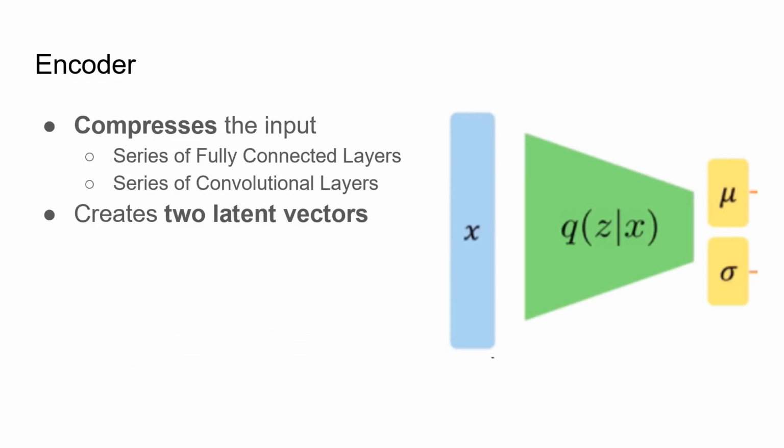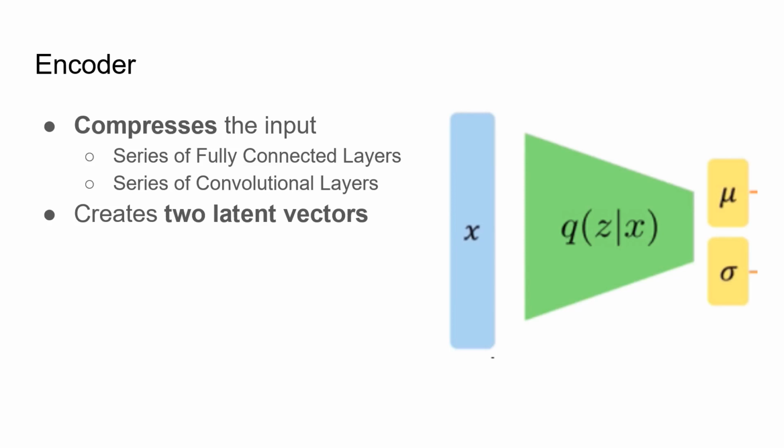Now I'll go through each section of the variational autoencoder, starting with the encoder. Let's say our input is some image x. What the encoder does is it compresses the image into its main features, which are stored in mu and sigma vectors. This can be done through a series of convolutional layers or fully connected dense layers. However, in general, using convolutional layers will help extract more complex features, but it may make building the decoder a little bit more difficult, as we'll see in a couple of slides.